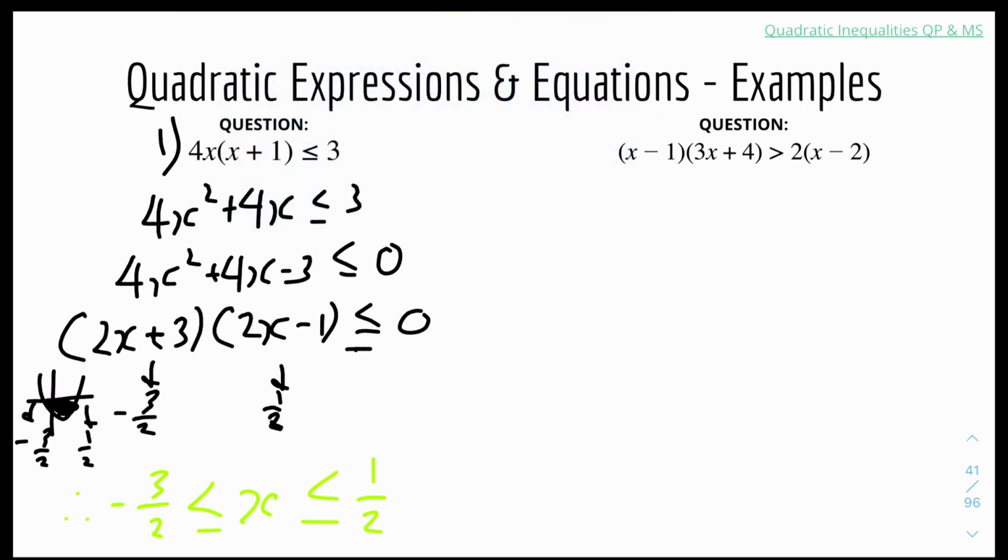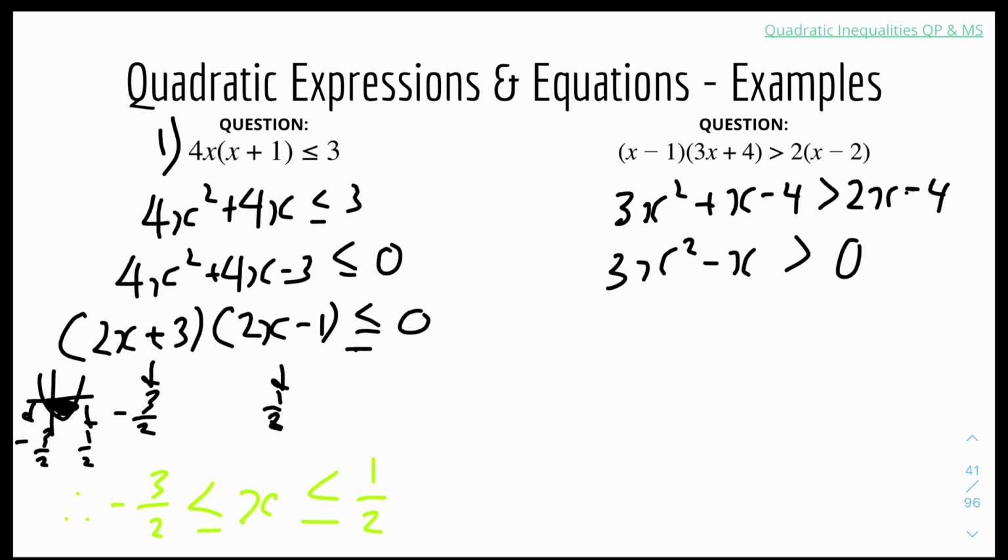And lastly, the last question is quite a long question because there are lots of brackets. So let's just expand the bracket: x minus 1 and 3x plus 4. It will be 3x squared, and x times 4 plus minus 1 times 3, so it will be 4x minus 3x, which is plus x minus 4, bigger than 2x minus 4. You can simplify or rearrange both sides to get 3x squared, and minus both sides by 2x minus x, bigger than 0. And you can factorize the x to become x(3x minus 1) bigger than 0.